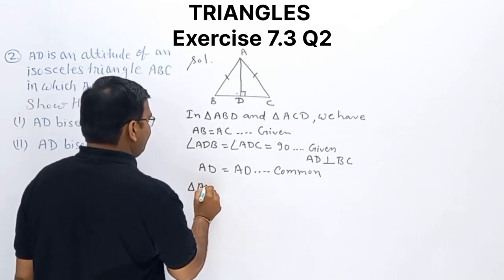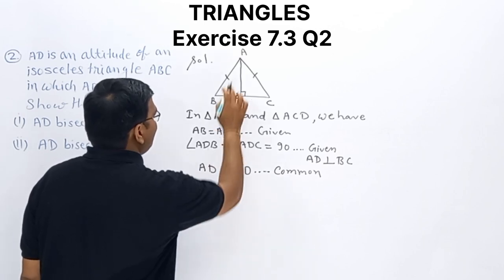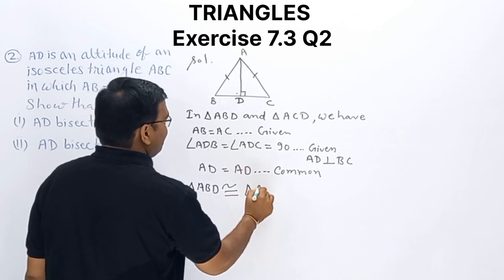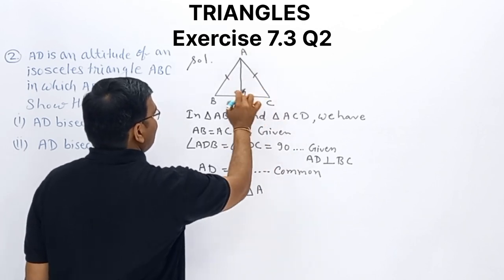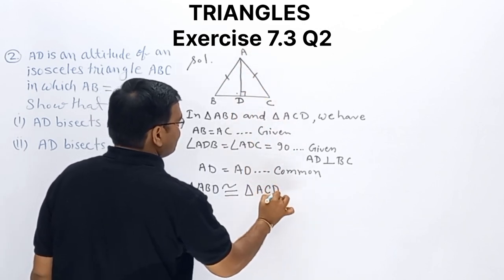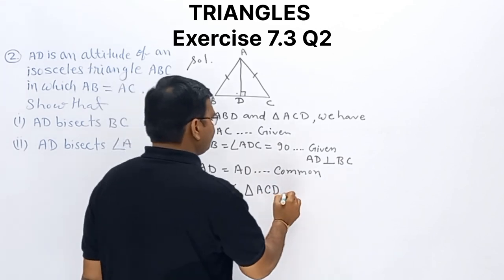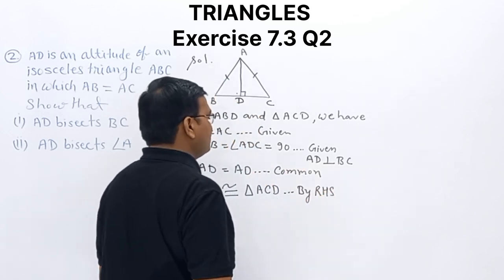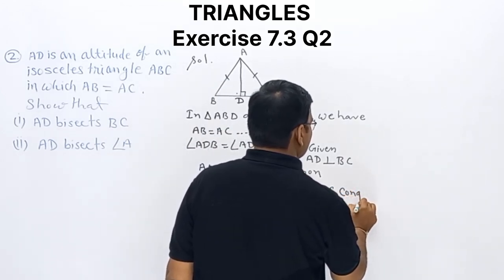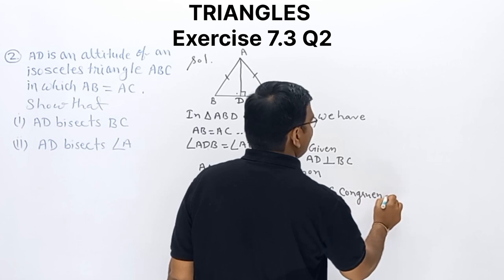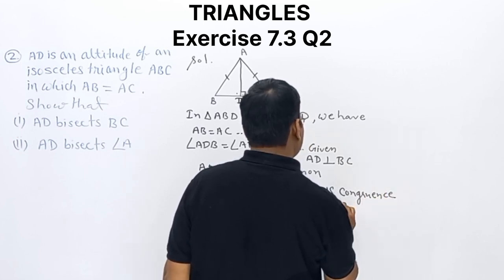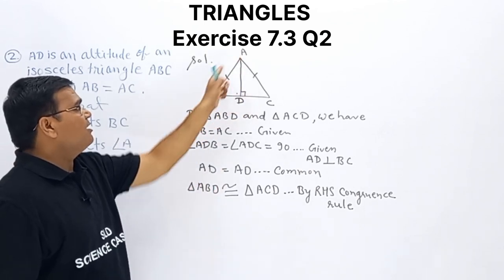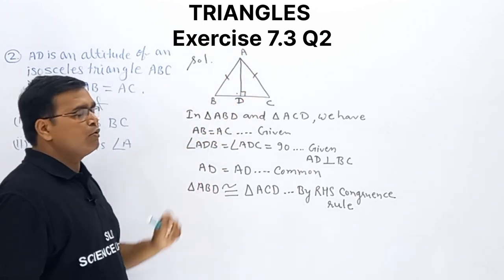Triangle ABD, this triangle, is congruent to triangle ACD, this triangle. These two triangles are congruent. Why? By RHS congruence rule. By RHS congruence rule, we can say these two triangles ABD and ACD are congruent.